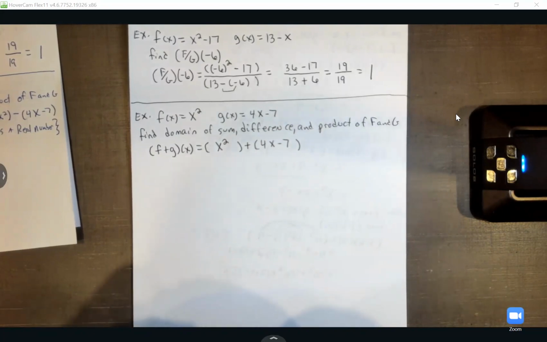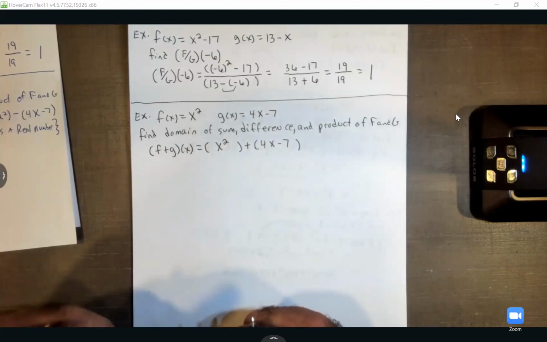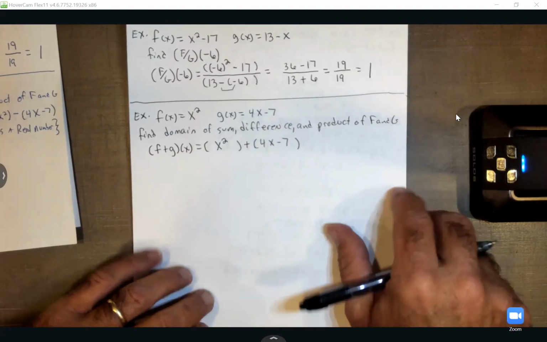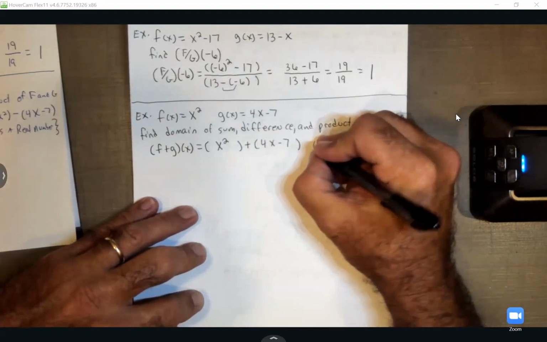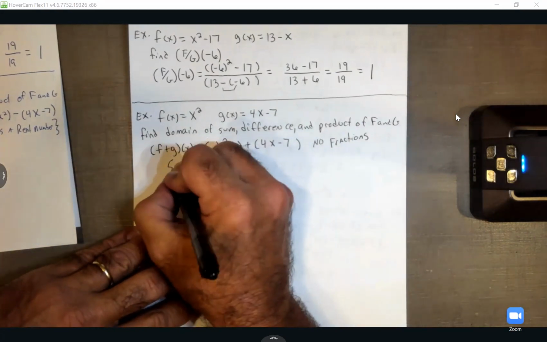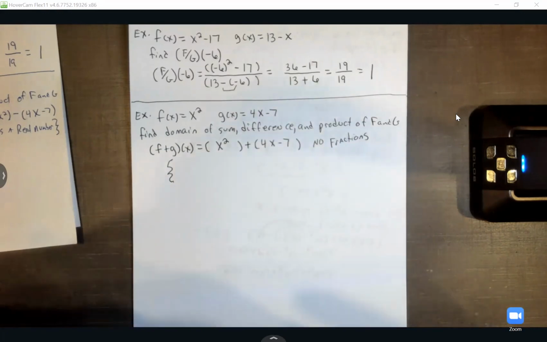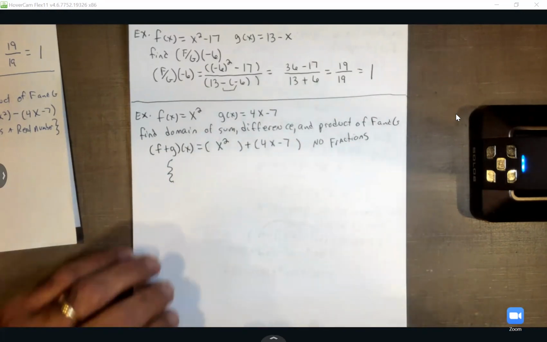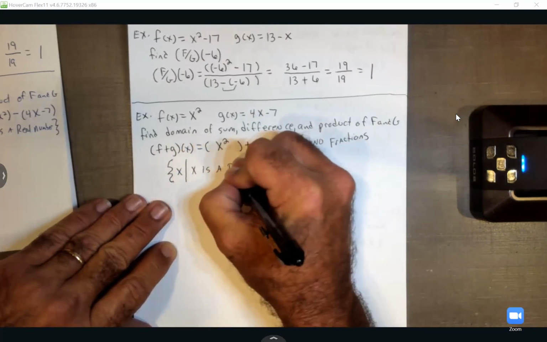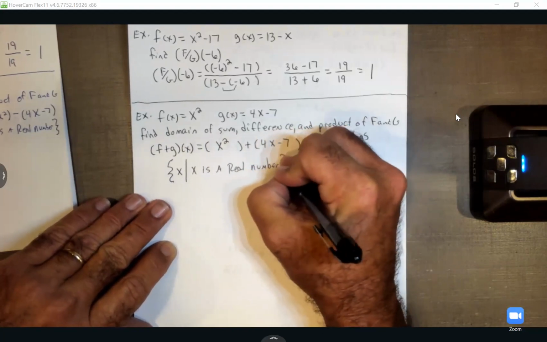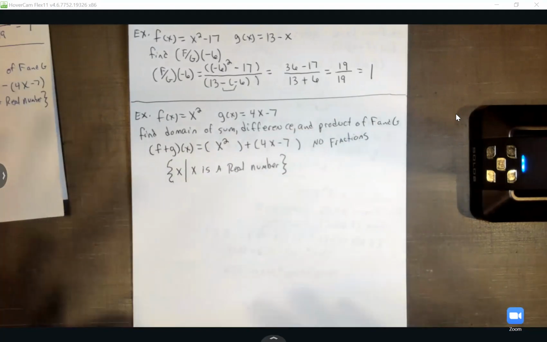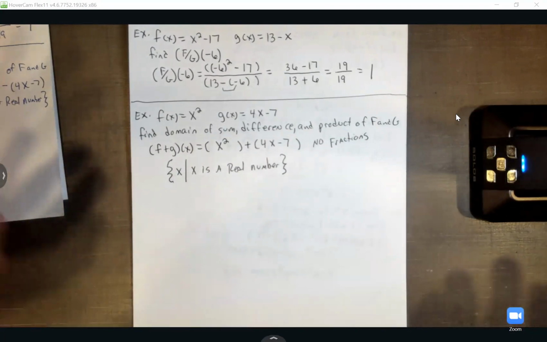Do y'all remember the only thing in my domain that I was worried about Monday was fractions? So do y'all see any fractions? There are no fractions on this. So if there are no fractions, our domain was what? All real numbers. So x such that x is a real number. Remember, the only thing I'm worried about is the bottom of a fraction being 0, which makes it undefined. If I don't have any fractions, then I don't have any values to exclude.